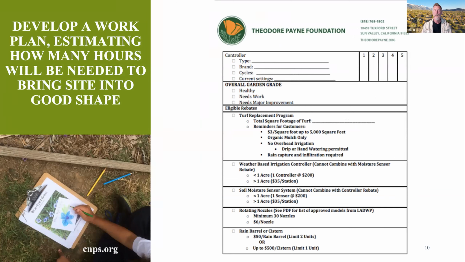So is it healthy, needs work, or needs major improvement? Breaking it down in 3 basic categories. You're also going to be, we'll get into this, but maybe they want to pull out their turf, so now you can start talking to them from an educated place about what that would look like. You're going to look at their irrigation controllers and check out their irrigation system altogether.